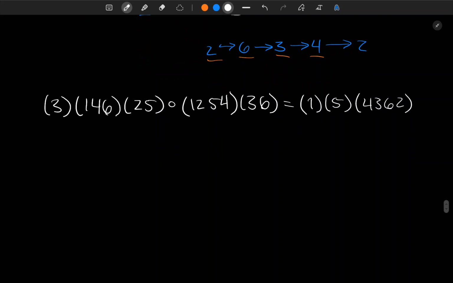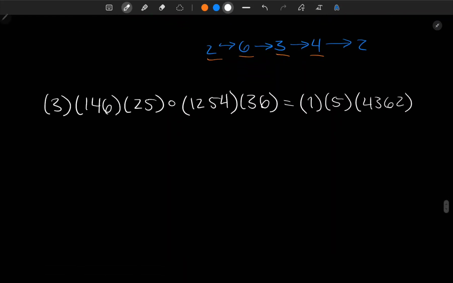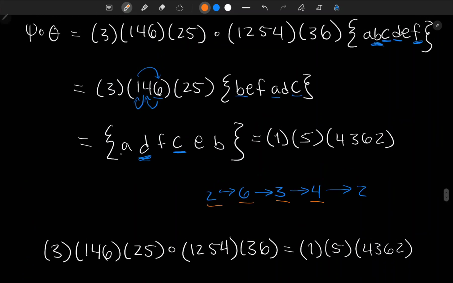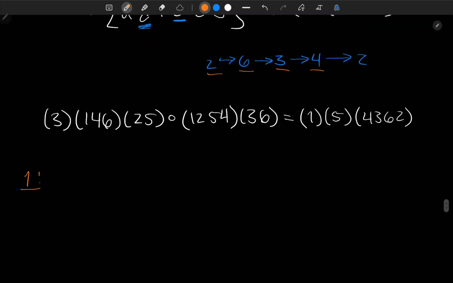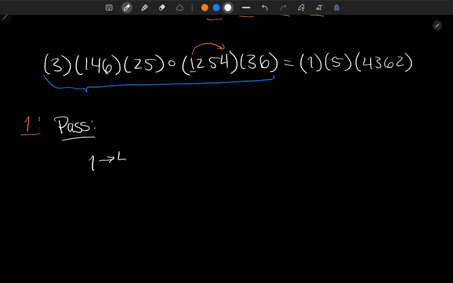You go through multiple passes, reading from right to left of the left-hand side. So let's suppose we wish to know what happens to the first element, the first component of any element that we act on. Well, in the first pass of the left-hand side here, we look for 1. So we see a 1 here, and 1 gets mapped to 4. So we just write 1 gets mapped to 4.